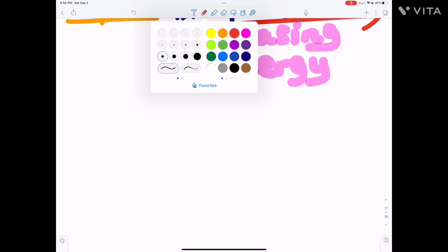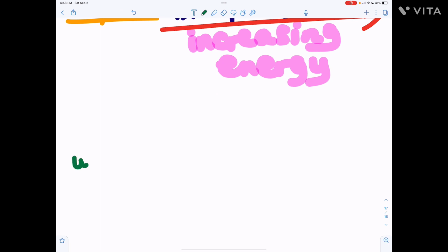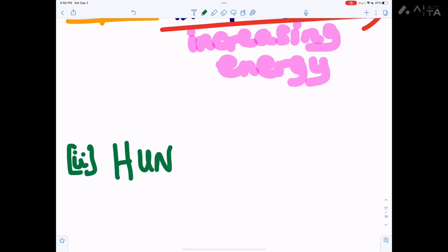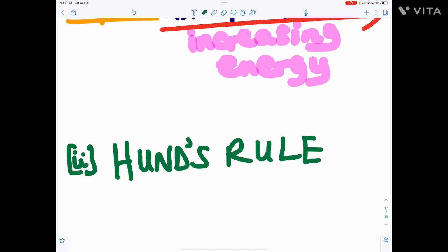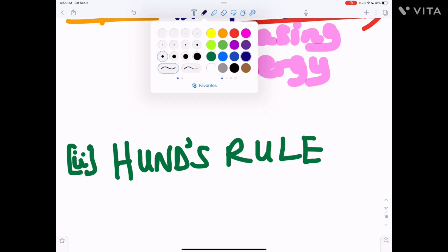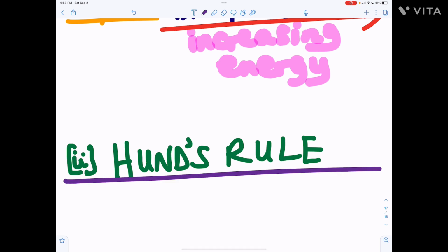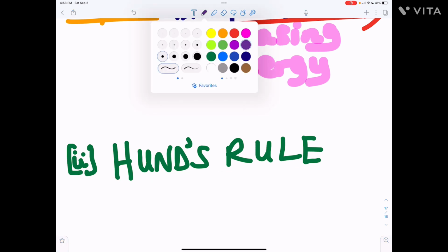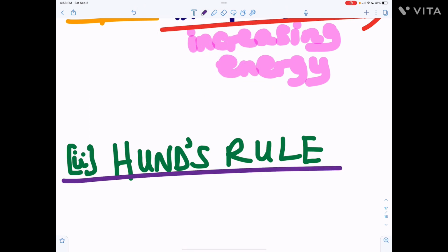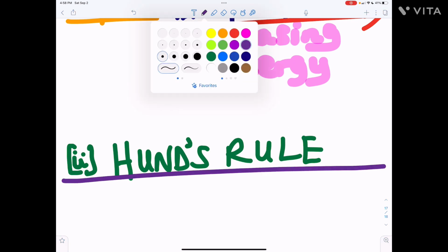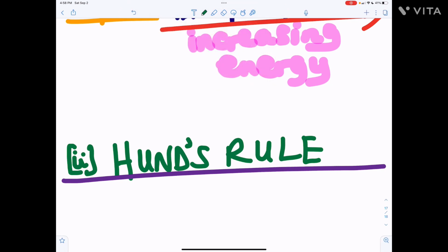Then number 2. Let's go to the second one. The second one is called Hund's rule. We can call it Hund's rule simply, or if you like a lot of grammar, you can say Hund's rule of maximum multiplicity. But for people like us who don't really like too much grammar, Hund's rule is okay.